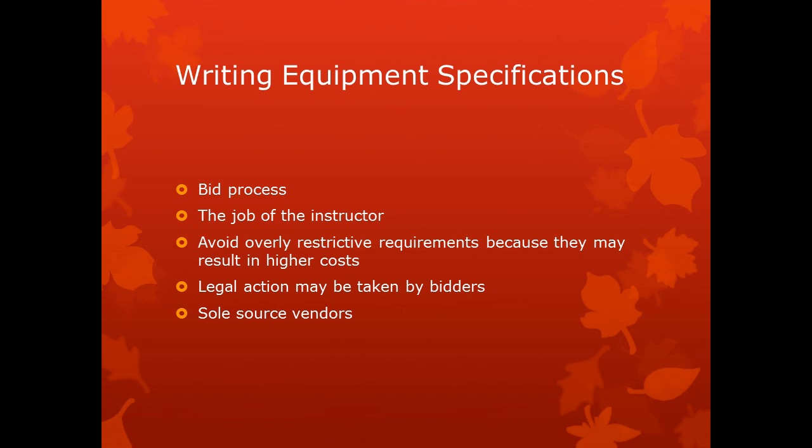You want to avoid overly restrictive requirements because they may result in higher costs. Again, I'm kind of ambivalent about that. If you know what you want and know what you can afford, then don't be afraid to go out and get it. If you want this specific piece of equipment, in some cases, there may be others that are just as good, from your author's point of view, that you could get at probably a better price and still get the job done.